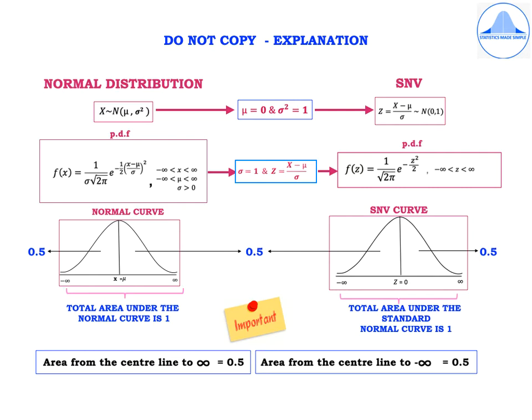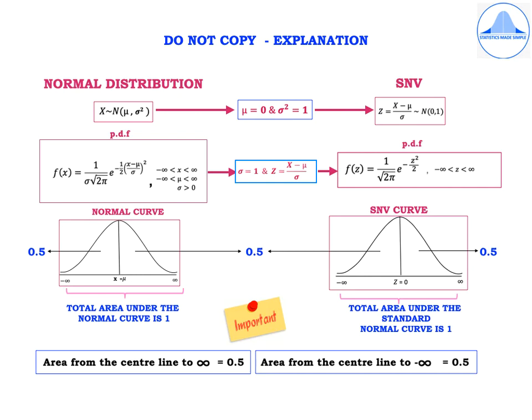So also remember the property of the normal distribution, that is the total area under a normal curve is 1. In other words, it means that the area from minus infinity to infinity is 1, or in other words, the area from the center line to infinity will be 0.5, and from the center line to minus infinity also will be 0.5.